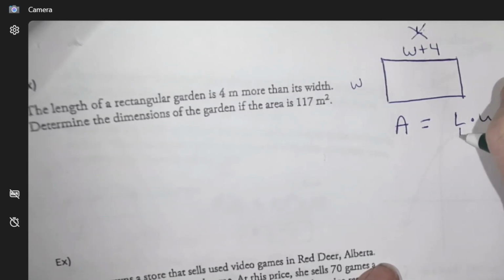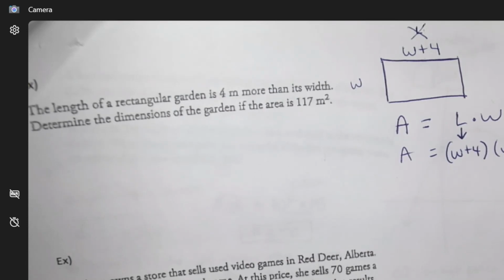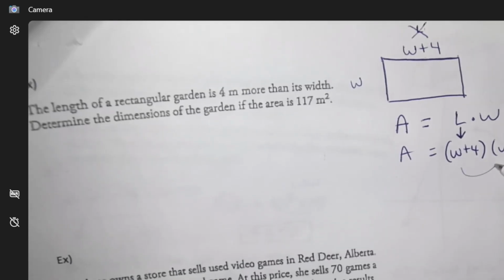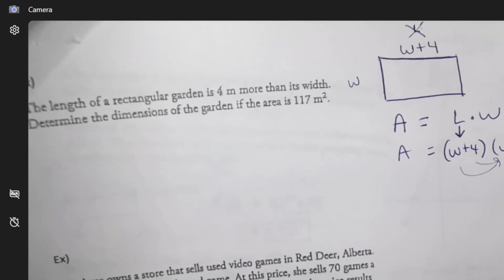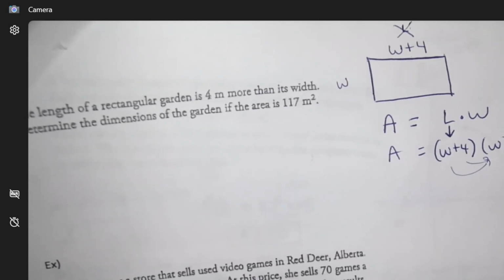Okay, but what did we do here? Remember what we did? Instead of the length, we put that. Guess what this is? It's a quadratic. Okay, why is it a quadratic? Because do you understand when I would multiply this out, it would make an equation with a squared, right? I don't need to multiply it out, but if you did, it would be a quadratic.